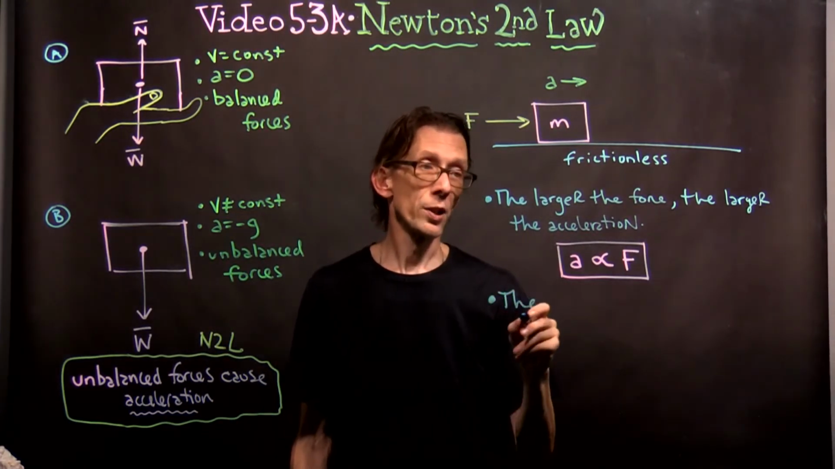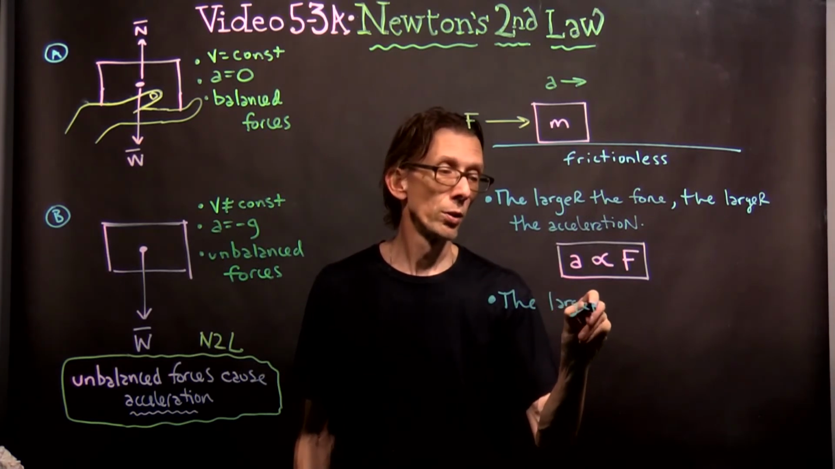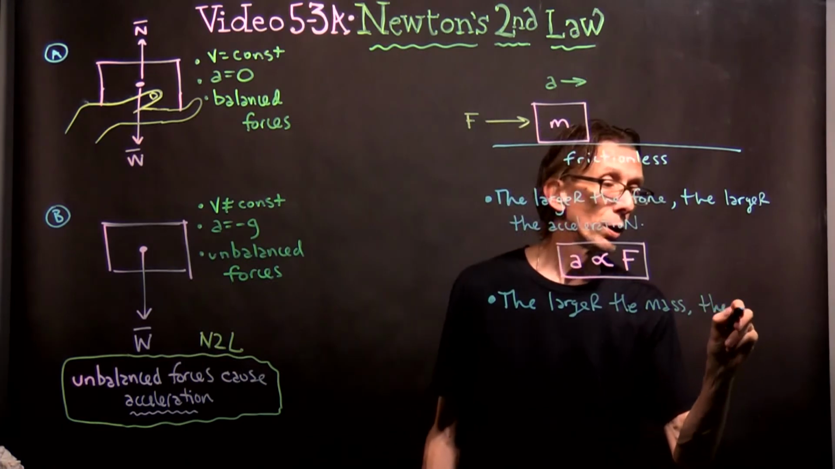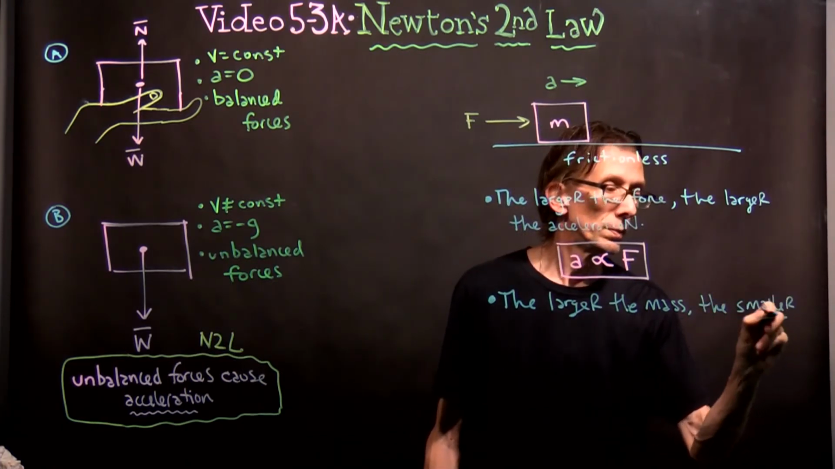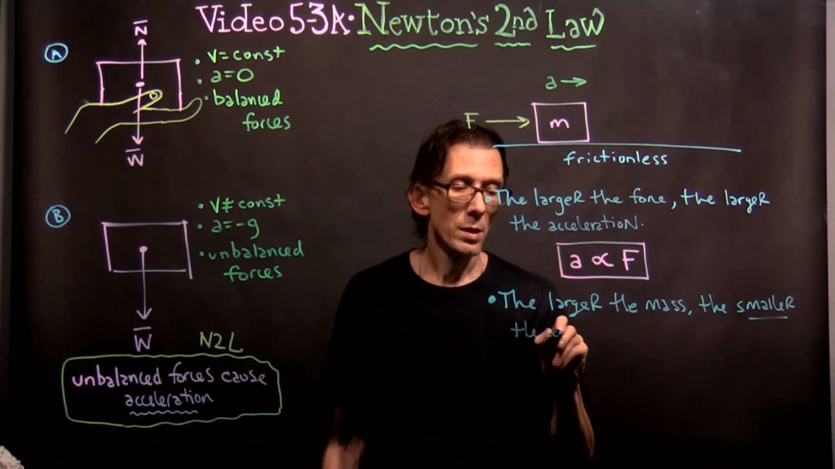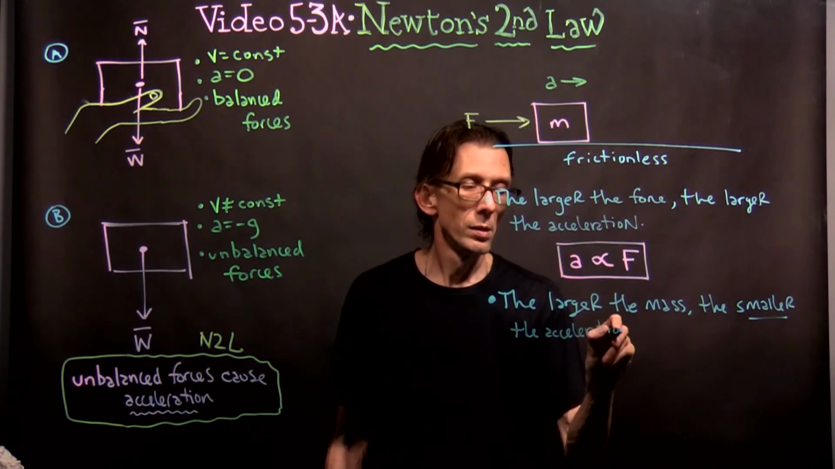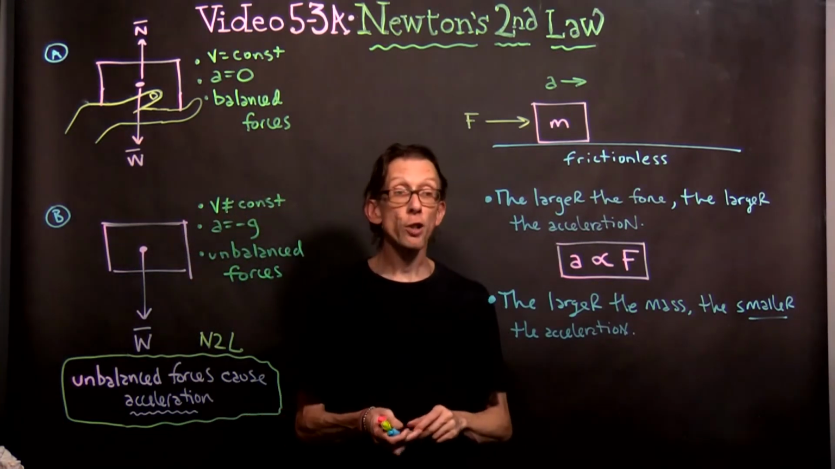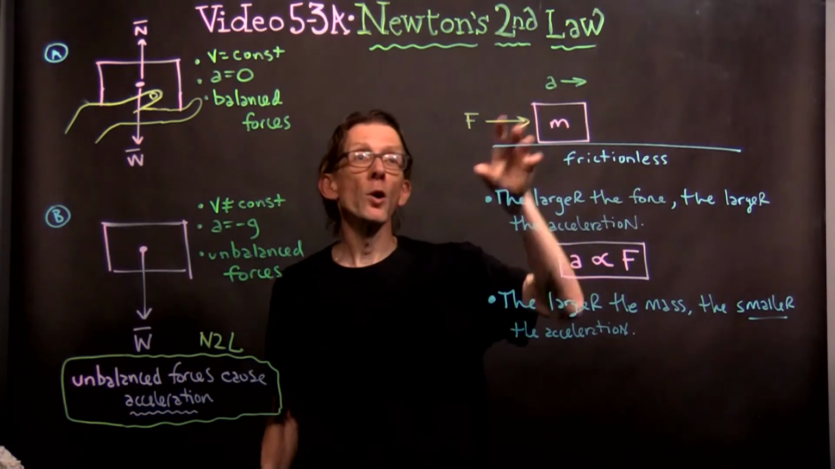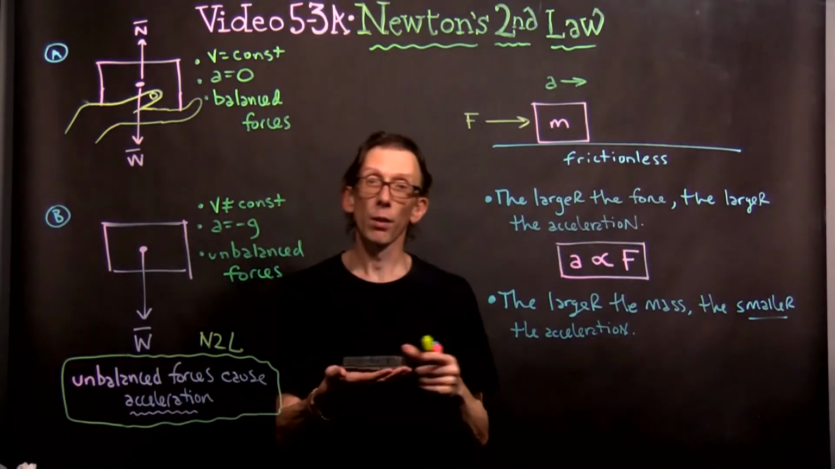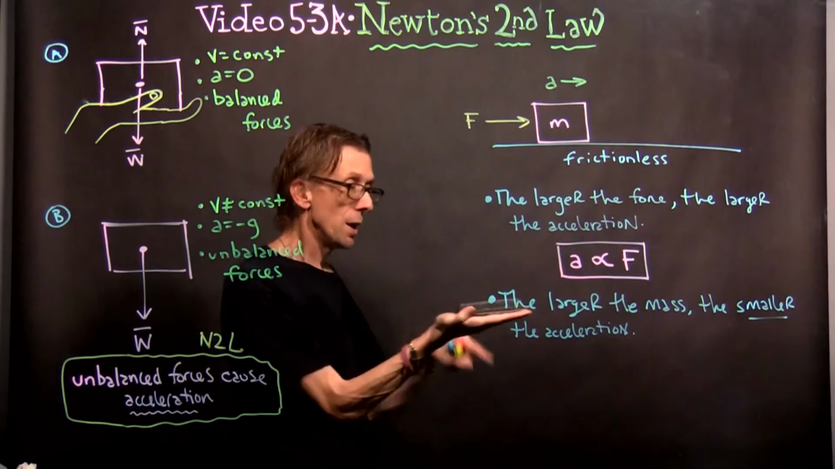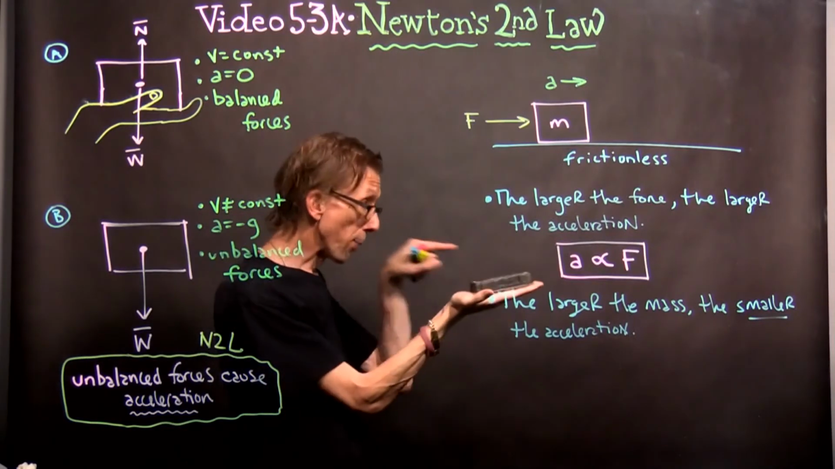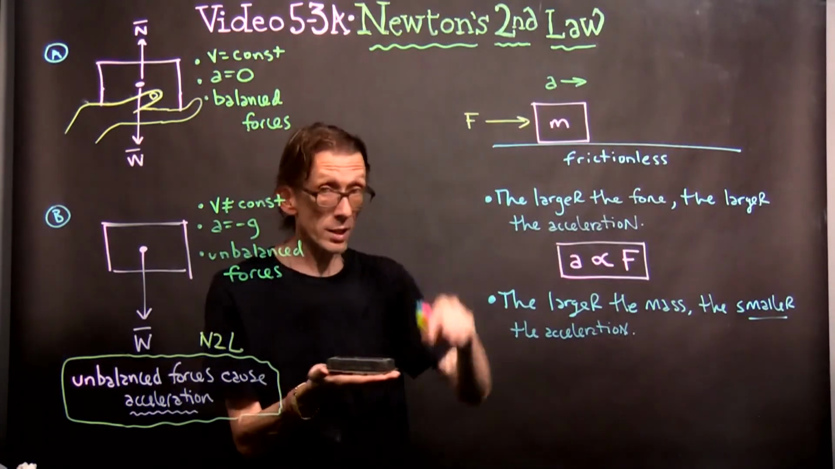People also discovered that the larger the mass, the smaller the acceleration. So basically, suppose we have an eraser here with a mass of, let's say, a kilogram, which is way heavier than this, and we push it with a certain force. It'll take off with a certain acceleration. But now if we triple the mass of this thing and push it with the same force, it's not going to go as quickly. The acceleration is not going to be as high.